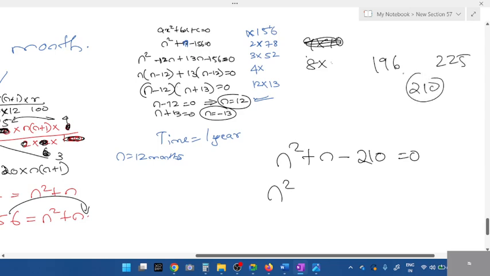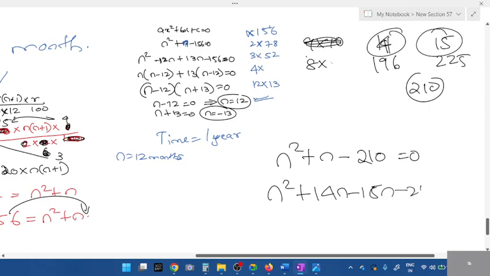For 196, it is 14 square. For 225, it is 15 square. So take 14 and 15. Try 14 and 15. Multiply, you'll definitely get 210. Plus 14n minus 15n minus 210 is equal to 0.